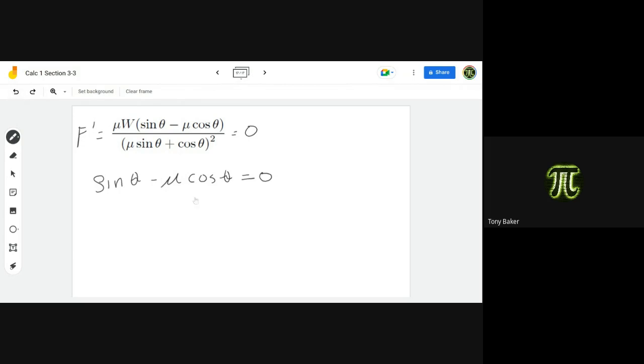So let's move the cosine over, and then let's divide by cosine. Because now I have tangent of theta equals mu. And if I want theta, how do I get rid of tangent?